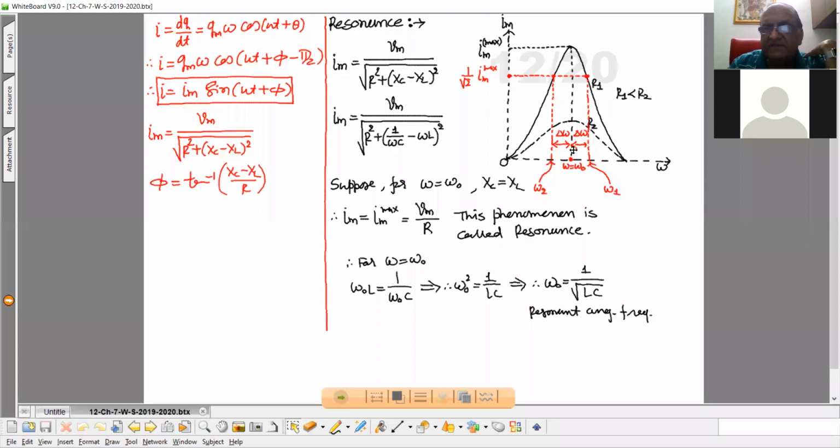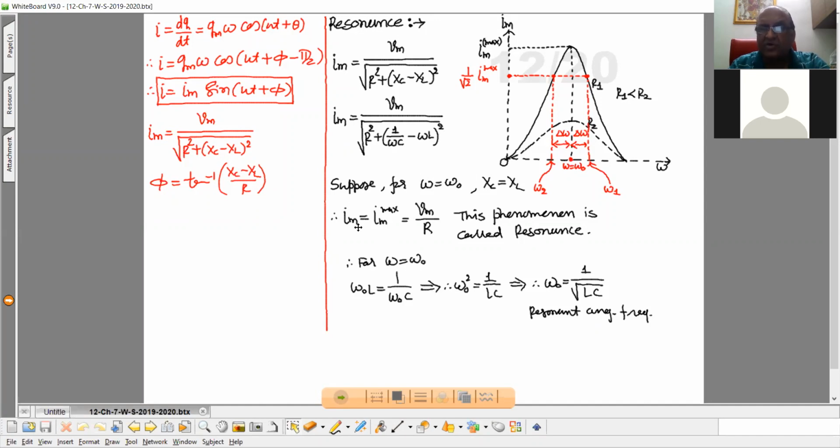Now here, see, we are getting Im maximum for a particular frequency, right? Now see, from this equation you can understand when this happens. Suppose for a particular value of the frequency, say that value is ω0. So for ω equal to ω0, this XC is equal to XL. So if XC and XL become equal, then this part will be cancelled. It implies that the denominator will be minimum.